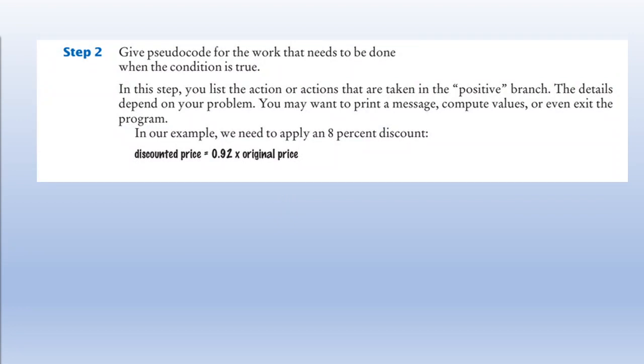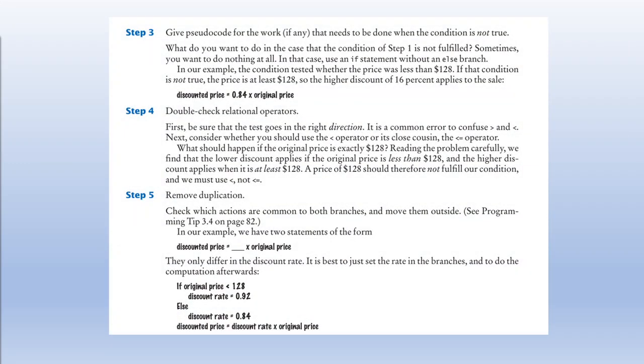Our next step will be to pseudocode the work that will need to be done when the condition is true. So if we were to apply an 8% discount, we would need to set the discount price equal to 0.92 times the original price of our item. Likewise, in step 3, we would need to do the same thing as if the condition is not true. And if the condition is not true, in this particular example, the discount price would be set to 0.84 of the original price by multiplying it by the original.